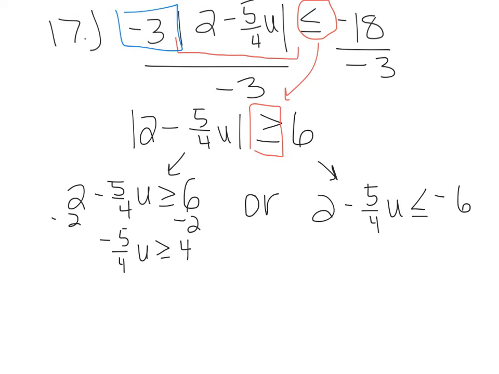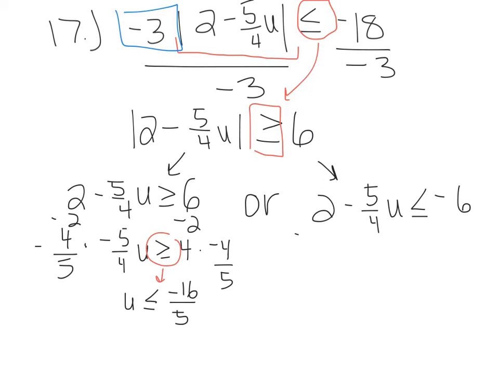And to solve for u, I multiply by the reciprocal, -4/5, to give me that u is less than or equal to -16/5. Again, I had to change the direction of the inequality symbol because I divided by a negative. Well, in this case, I multiplied by -4/5.